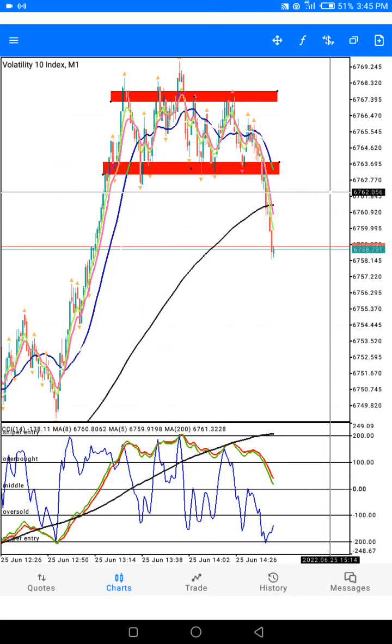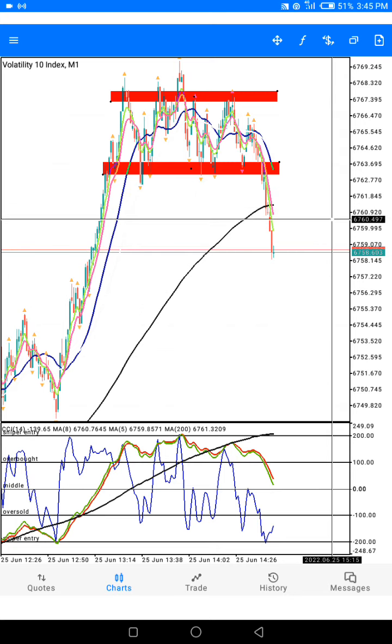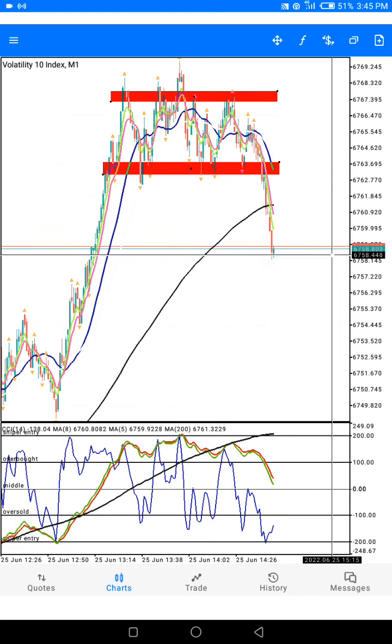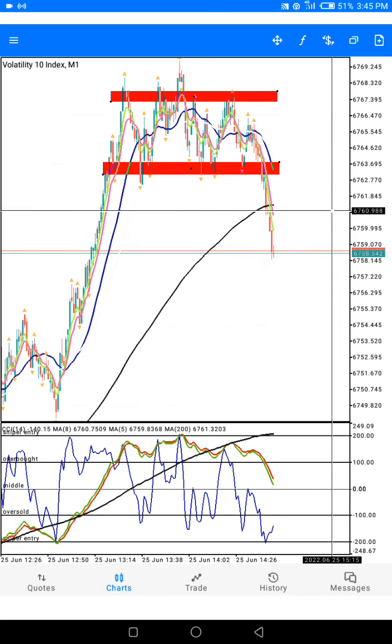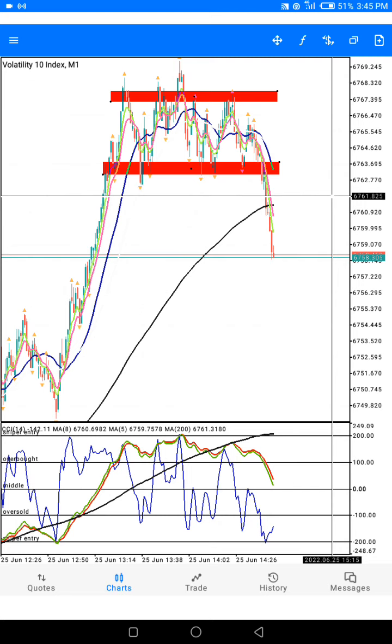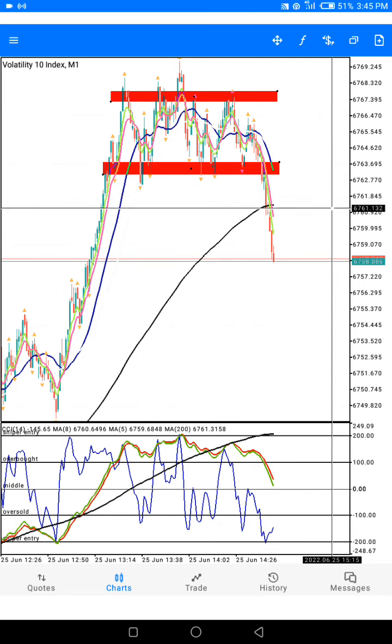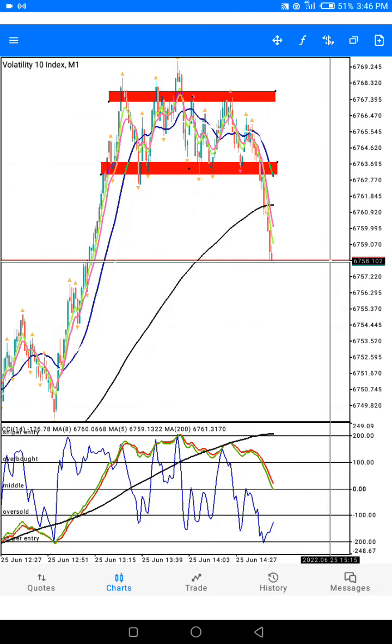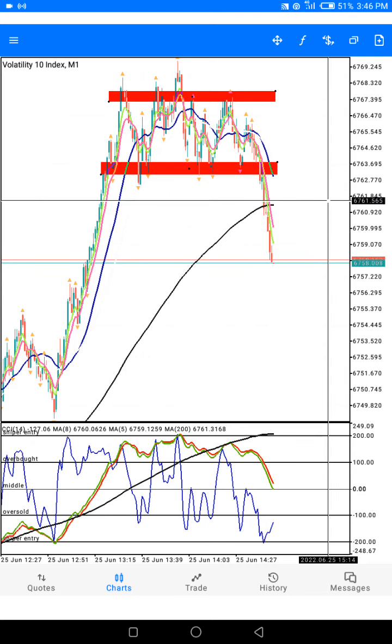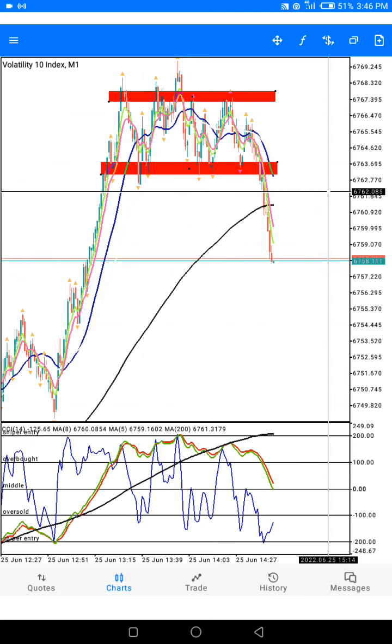Now we're going to sign out, but let's see what is happening on the Boom 1000 index. Let's see what happened down there. We took positions down there before. No, not positions, I was trying to draw a picture for us. Now let's see what happened down there.